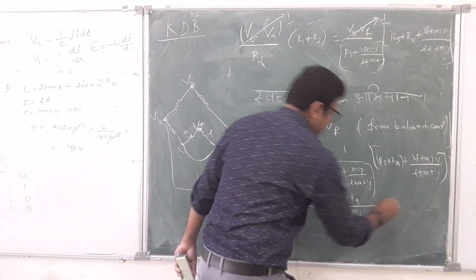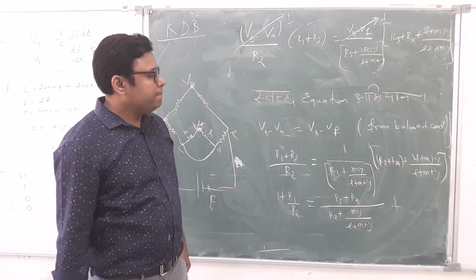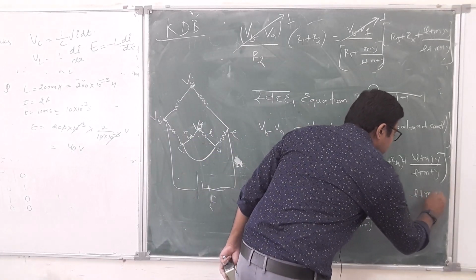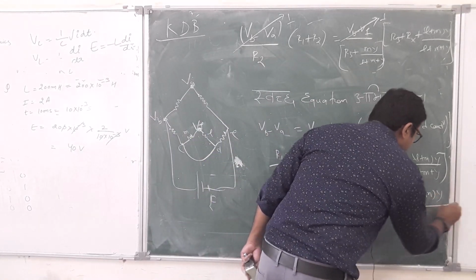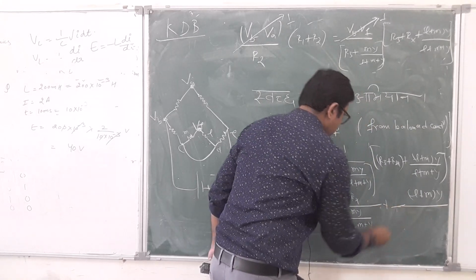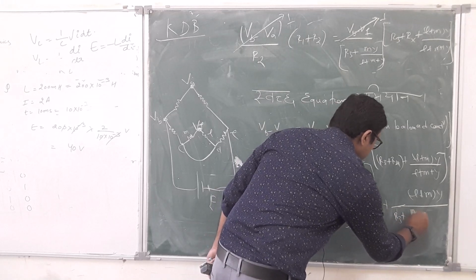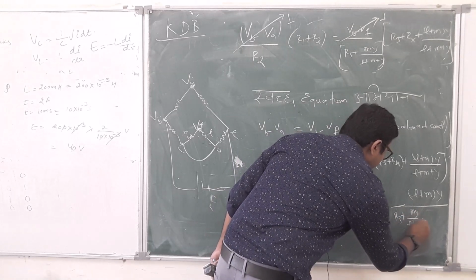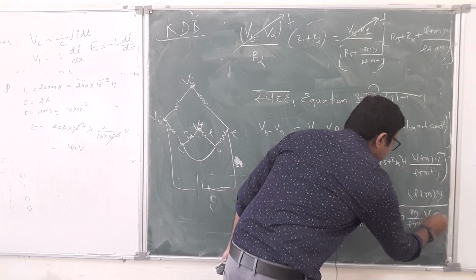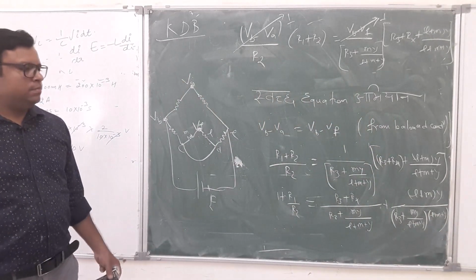Plus, when this comes here, this will be (L plus M) into Y by (R3 plus MY by (L plus M plus Y)) into (L plus M plus Y). See this.